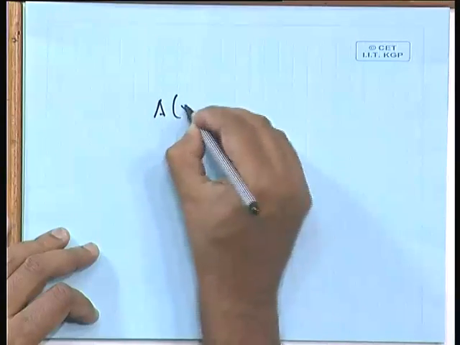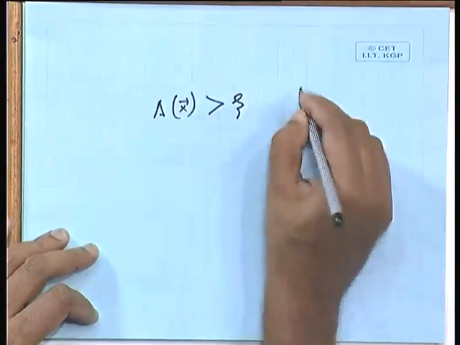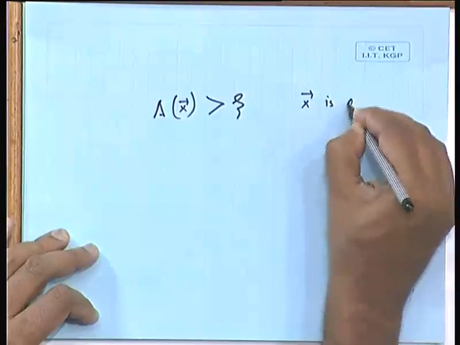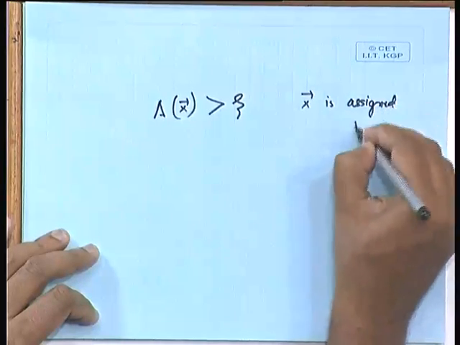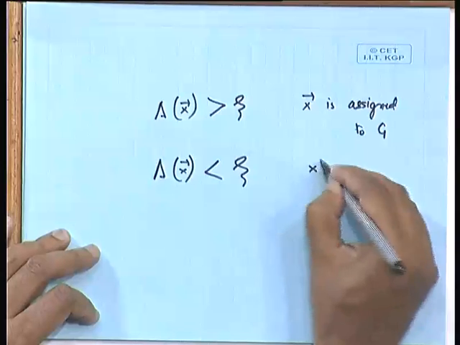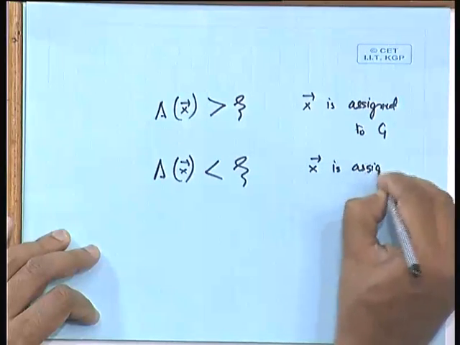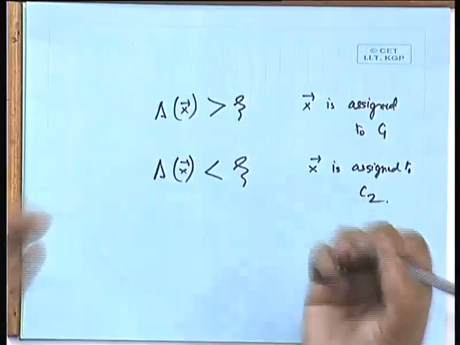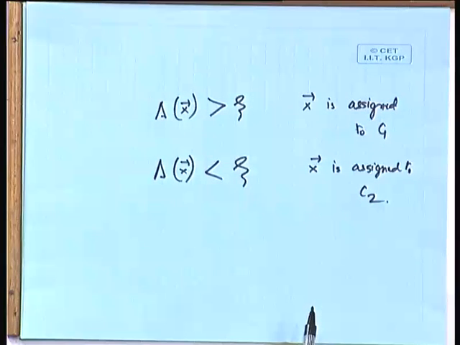And mind you, this also is going to be positive, correct. So, the likelihood ratio is positive, and if lambda x is greater than the threshold xi, then x is assigned to C1, and if lambda x is less than xi, then x is assigned to C2. Equal to, you assign to anything, it does not matter. Now, this is the essence of the Bayes classifier problem.